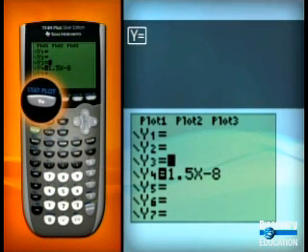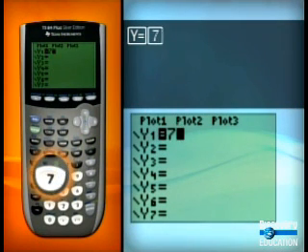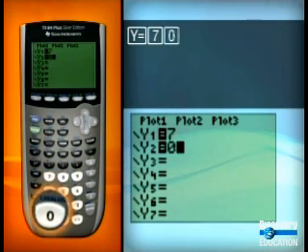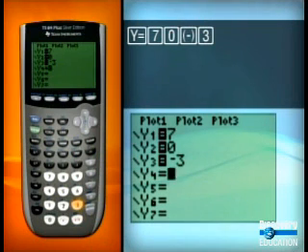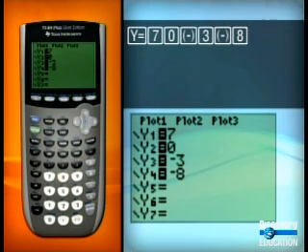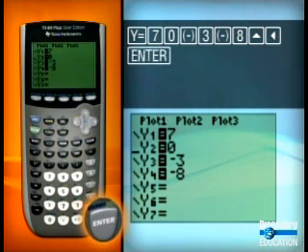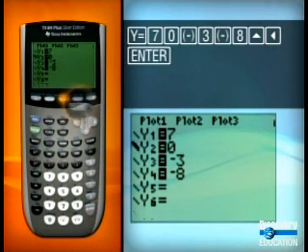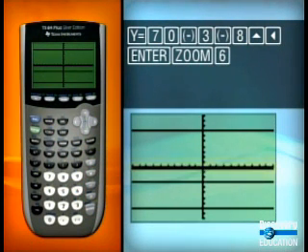Press y equals and clear the previous equations. Then enter y1 equals 7, y2 equals 0, y3 equals negative 3, and y4 equals negative 8. Let's graph y2 as a thick line. Use your arrow keys to move your cursor to the left of y2. Press enter once and stop. Next, press zoom and select zoom standard. See that line graph onto the x-axis? If you hadn't used the thick line style, you wouldn't have seen it.